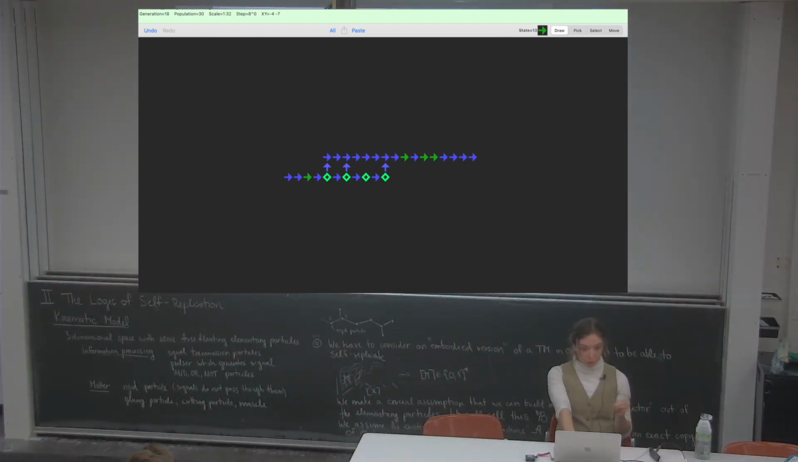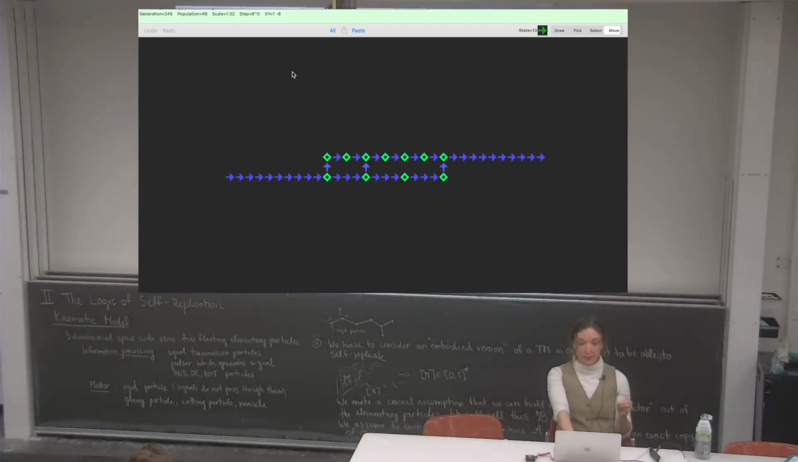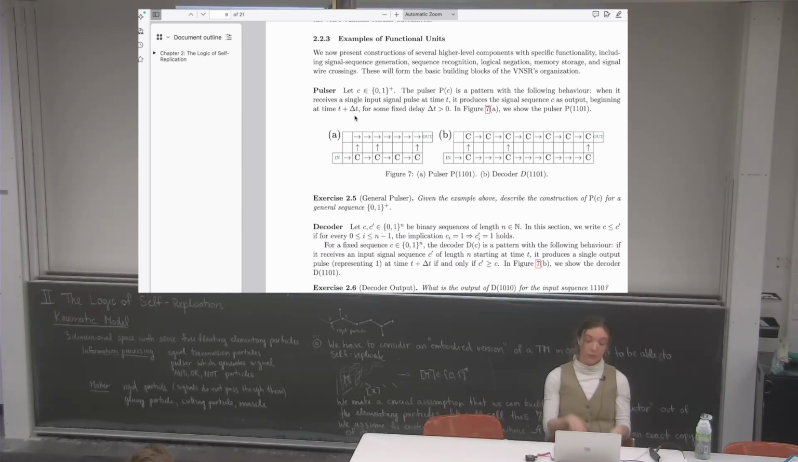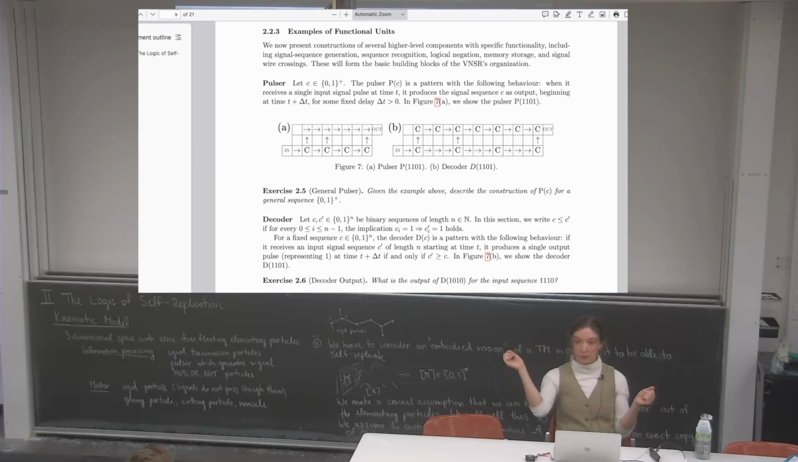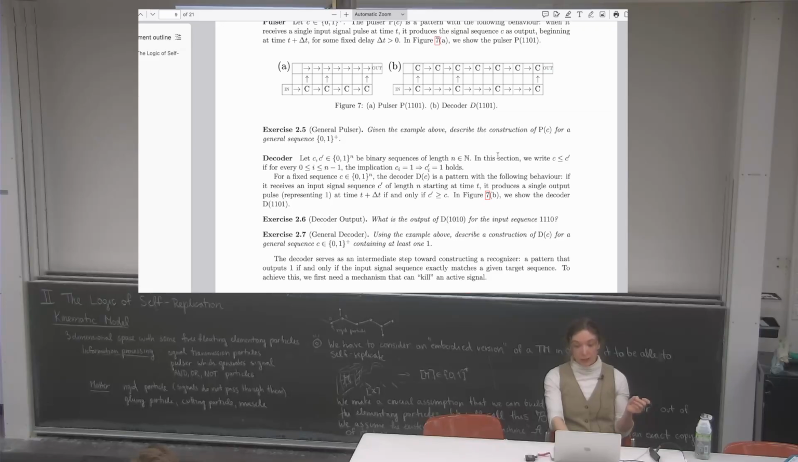A somewhat almost dual component to it is a decoder. The decoder's function is that if it receives a particular sequence, if it has a specific form, it's going to emit a signal, and if it doesn't, it's not going to emit a signal. The role of the pulsar and decoder, or a recognizer, which is an upgraded version of a decoder we will also talk about, is that we can encode information.